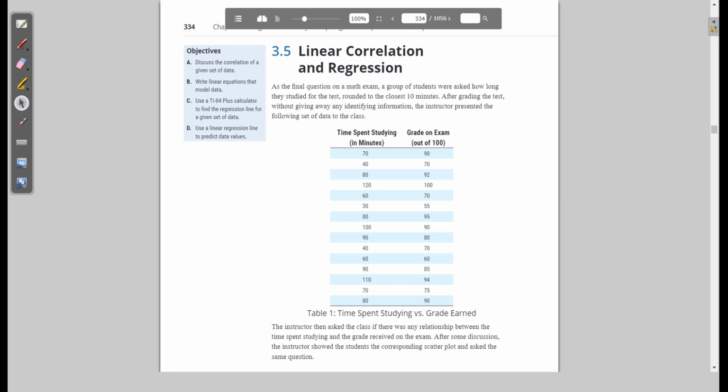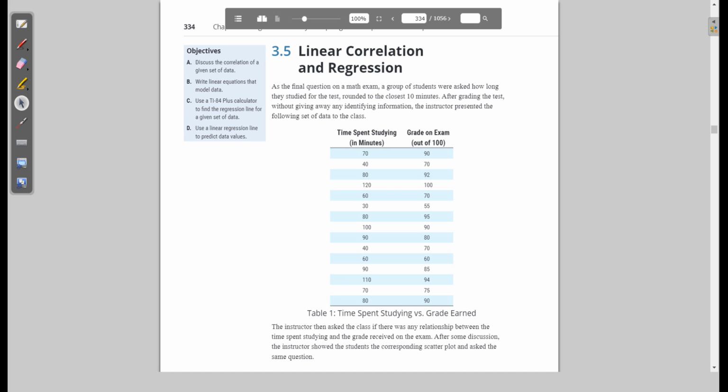Okay, today we're talking about Chapter 3, Section 5, linear correlation and regression. Right, so we continue our talks about looking at data and, well, plotting graphs, and today we're talking about, obviously, linear correlation and regression.